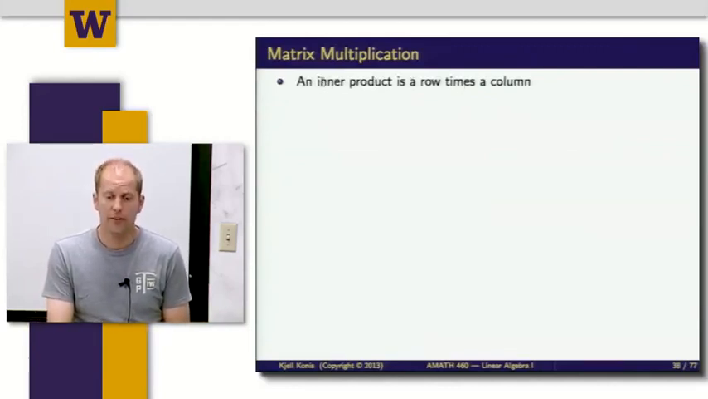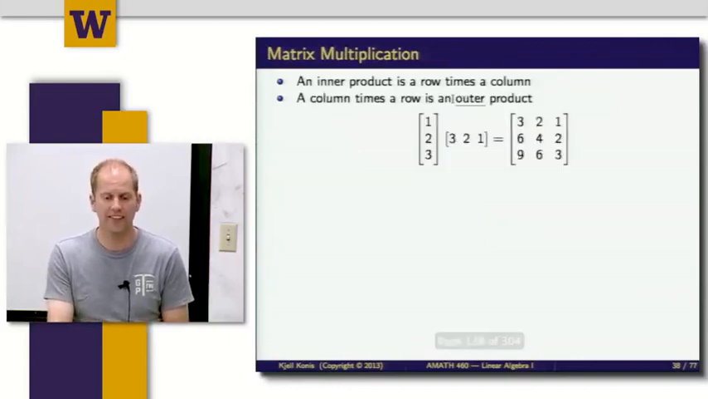Okay, so an inner product is a row times a column. This was the example I gave of a dot product being a simple example of matrix multiplication. So that's one row with several columns times one column with several rows. So the answer is going to be a scalar. I can actually do that in the opposite order.